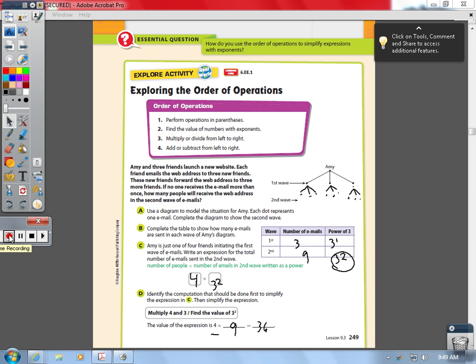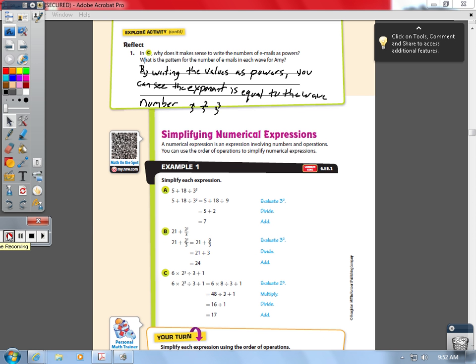Okay, so that covers the first page. I'm going to go ahead and erase that, and we'll move on to the next page. So you'll have to ignore my sloppy writing. It doesn't come through on the Promethean board quite as well as I'd like.